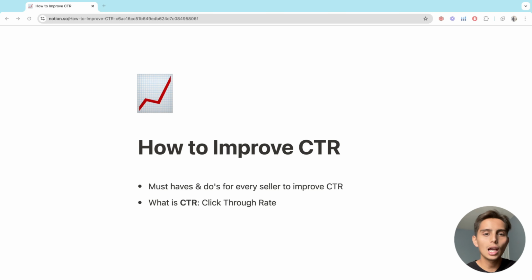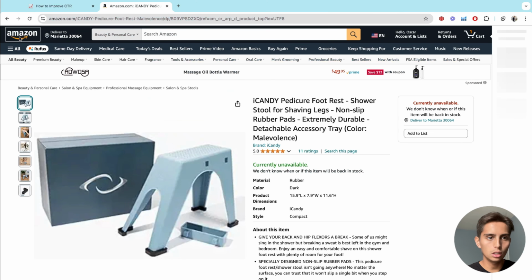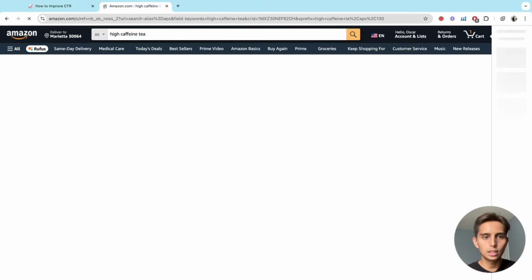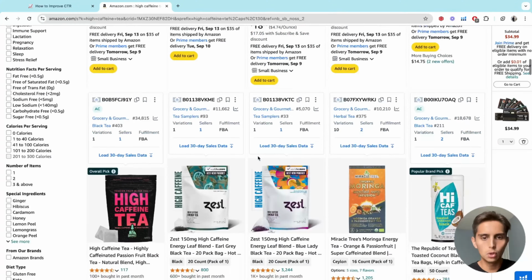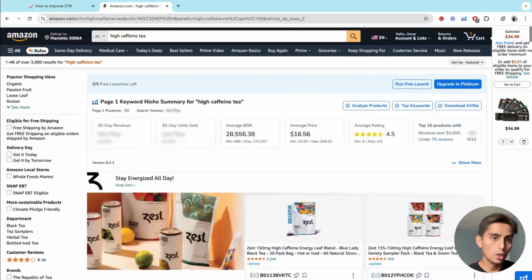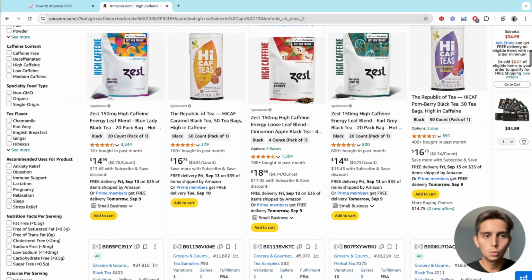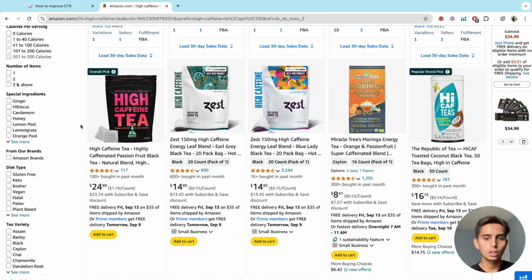Click-through rate is basically, out of all the people that see your product when they look up, whatever your product is, out of all the people that go to Amazon, let's say searching for high caffeine tea, I'm not going to get into too much detail at this point, but out of all the people who look up your keyword, high caffeine tea, how many actually click on your product. That's basically what it means.